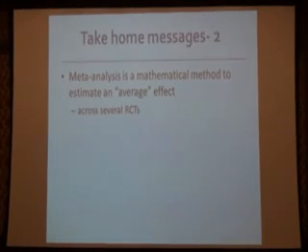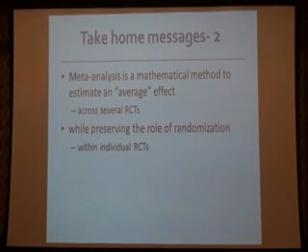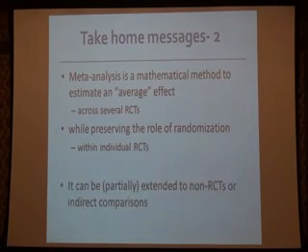Meta-analysis is a mathematical method to obtain an average effect across many RCTs, or the same concept can be applied within a randomized study, to preserve the effect of randomization. You can have meta-analysis of non-randomized studies. You can have meta-analysis with indirect comparison. The science is not as advanced as for standard meta-analysis.